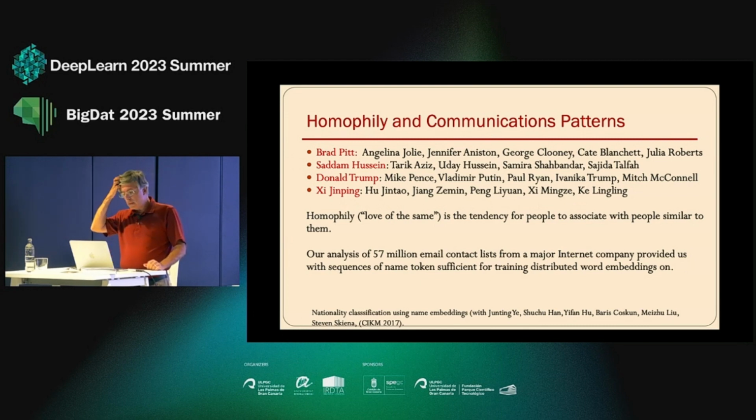So we were in a project where we had data on email contact lists. We knew for every person, in some sense, who their closest friends were, the people they sent the most email to. We didn't look at the actual data, so I know there's no privacy issue here.